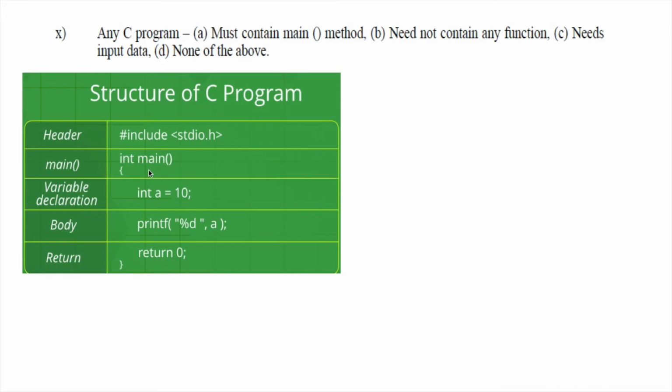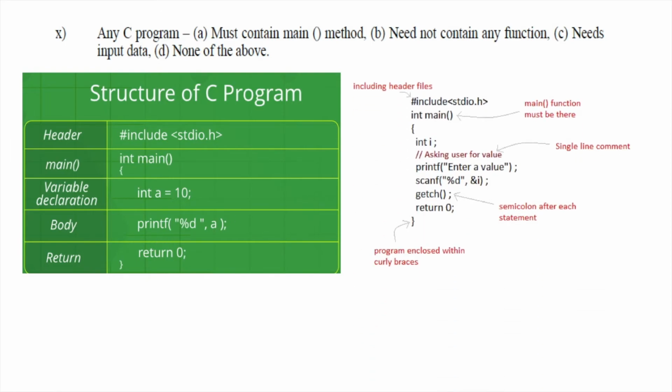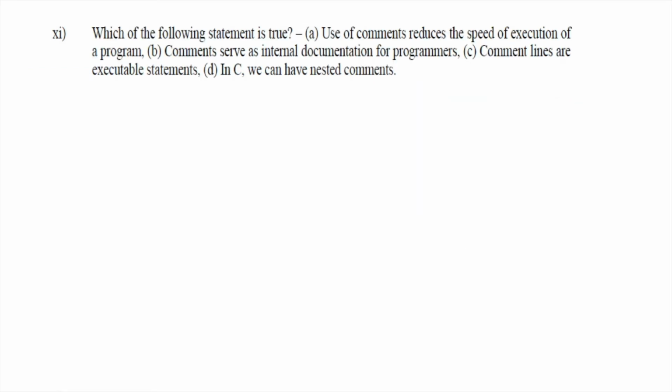When execution starts, it starts from main and goes step by step, line by line, as C is a procedural language. Whenever it encounters any function call, it goes to that function, but otherwise it executes step by step. Then when it returns from that function, it executes the next line. So the main function needs to be there. It is a must. So the answer is main. It must contain a main method.